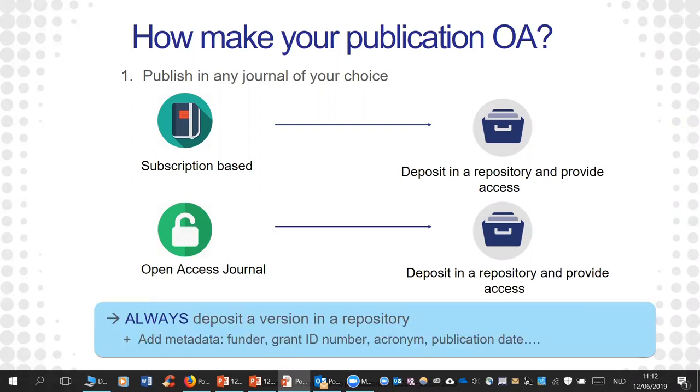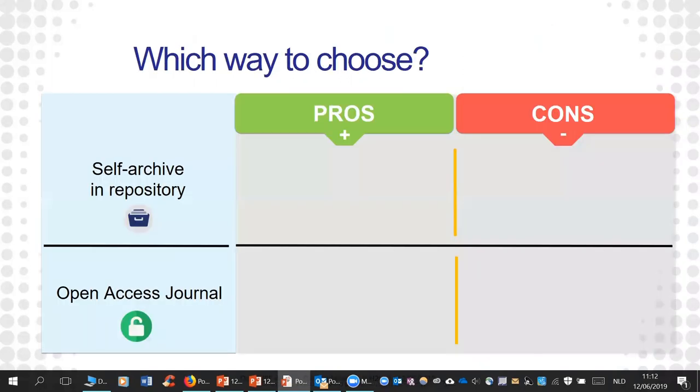No matter which journal you choose, a subscription-based journal or an open access journal, you should always deposit a version in a repository and add information such as your grant ID number, the acronym of your project and the funder, publication date, and possible embargoes. That way your article can be picked up by Google, for example, or by OpenAIRE.